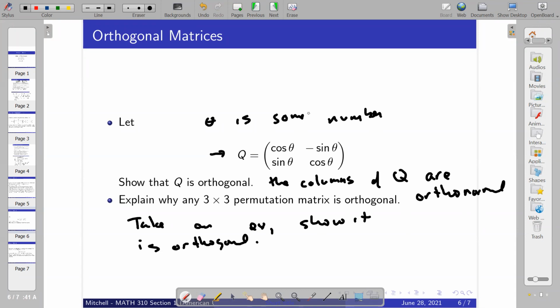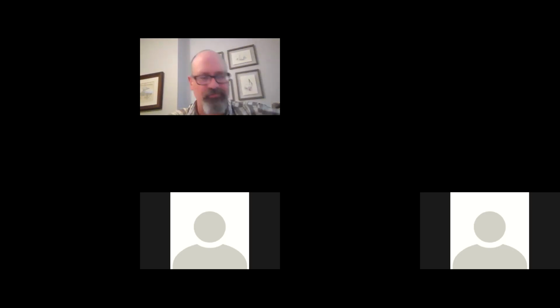So maybe try those two. Take an example of a permutation matrix, show that it's an orthogonal matrix. Maybe try the first example. Probably can do that in maybe 5 or 6 minutes. So try that. We'll come back in 5 or 6 minutes to discuss further.